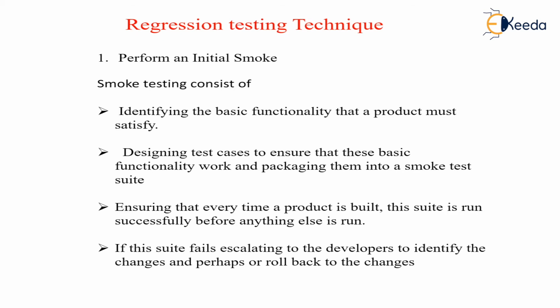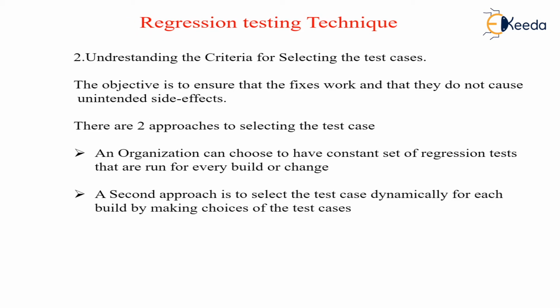Now next is understanding the criteria for selecting the test case. Having performed a smoke test, the product can be assumed to be worth subjecting to detailed testing. There are two approaches to selecting test cases for regression testing. The first is, in order to cover all the fixes, a constant set of regression tests that keeps on running for every build or change.